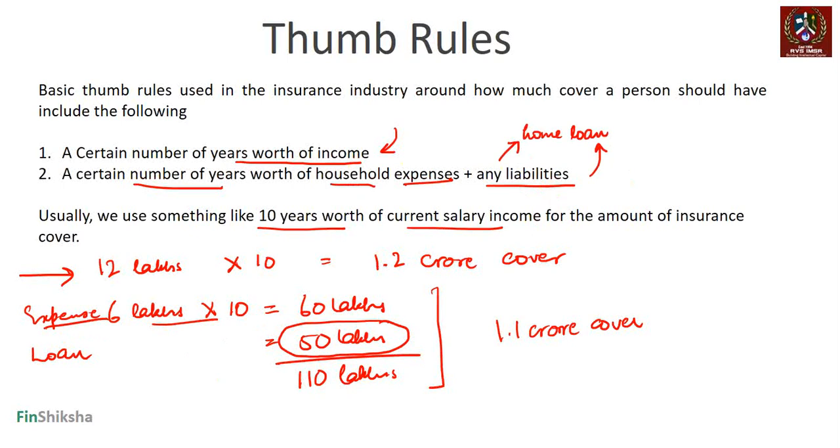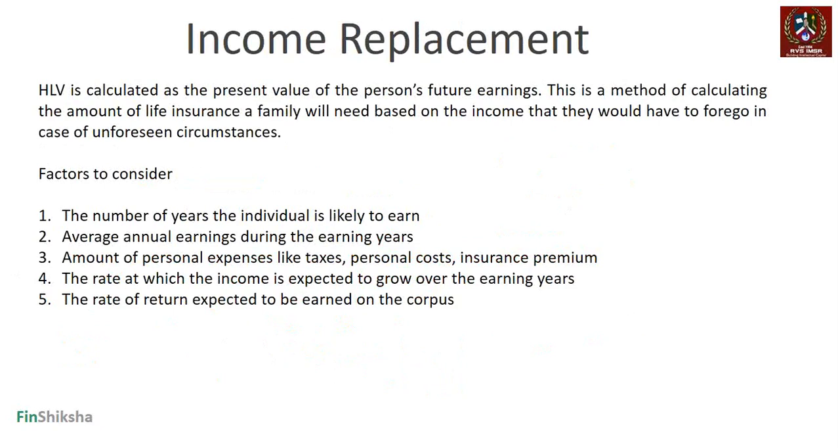The second could be insurance based on income replacement. So this is the present value of the person's future earnings. This is a method to calculate the amount of life insurance that a family will need based on the income that they would have received, right? And they would have to forego in the case of the unforeseen event. They would have received the income otherwise, but if they forego that, then what happens?